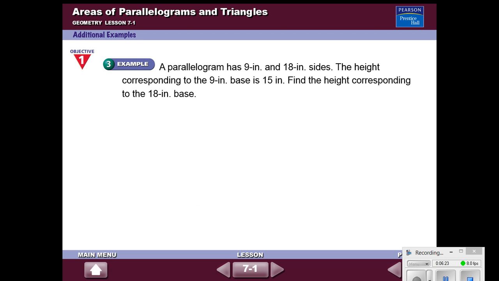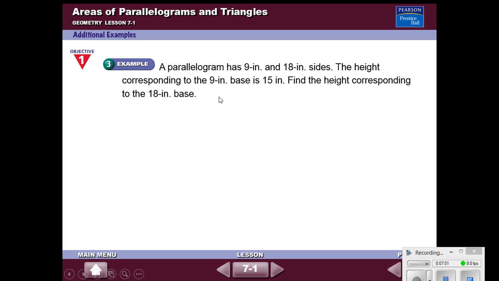So in this problem, we're faced with a parallelogram that has 9 inches and 18 inches at its sides. The height corresponding to the 9-inch side is 15 inches. Find the corresponding height to the 18-inch base. Well, what we have to consider is that 9 times 15 is going to give me the area, because that's the height corresponding to the 15-inch base. So there's also a height corresponding to the 18-inch base.